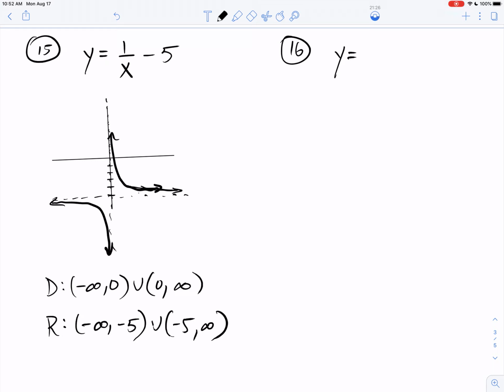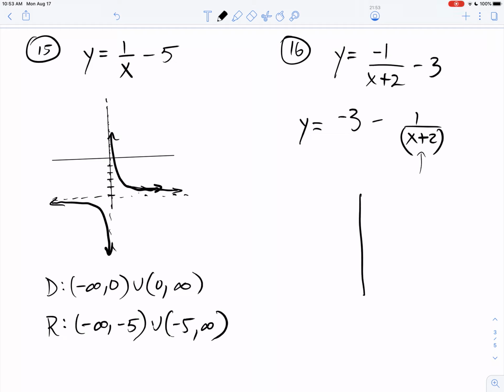All right, let's see here. I'm going to finish it off. I'm going to make it so, number 16. This guy, -1 over x plus 2, minus 3. Just so you know, sometimes they'll write it like this in the book. Is it a different problem? No, it's the same thing, but follow the x. Whatever's connected, that's this.